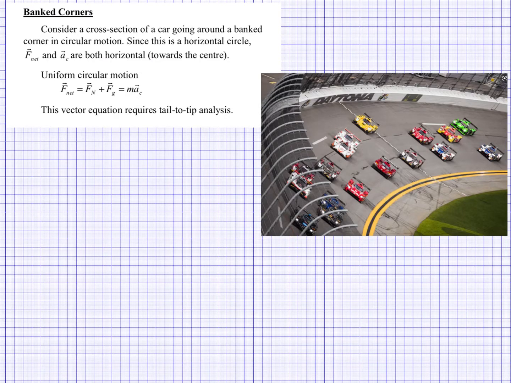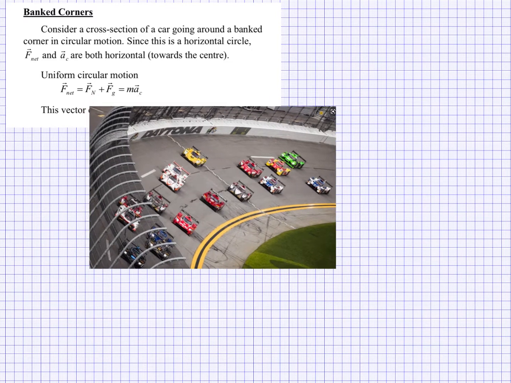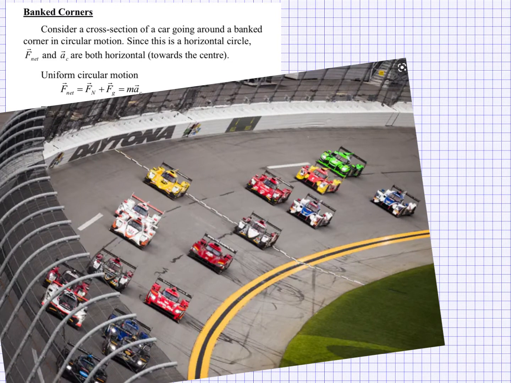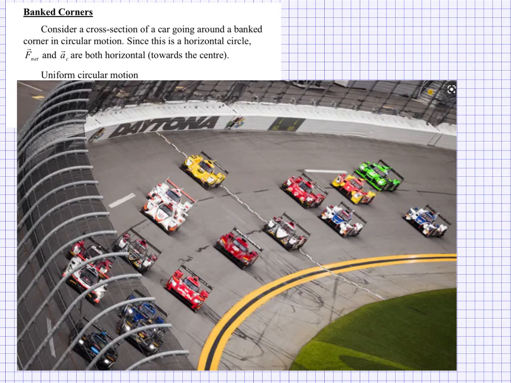Okay, the second scenario in our circular motion situations could be a banked corner. And you can imagine a racetrack whereby cars zoom around and the engineers of the racetrack have built it in such a way that the corner is banked. Here's a picture of the famous Daytona racetrack, and you can see here that the corner itself is at an angle.